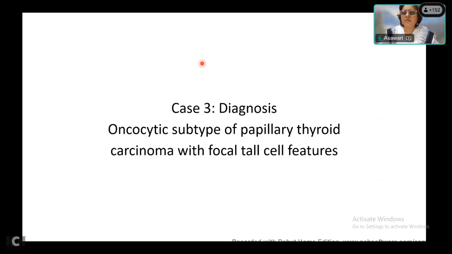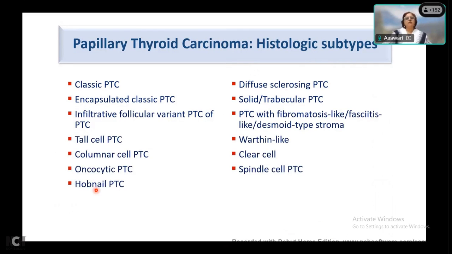Because the prognosis differs for each. How does it affect the prognosis? Tell me. Which one of these are good, bad? Any idea? Tall cell variant has a bad prognosis. What about columnar cell? Columnar cell has the worst prognosis. Along with that, diffuse sclerosis variant and solid pattern have a poor prognosis. So there are certain aggressive variants.